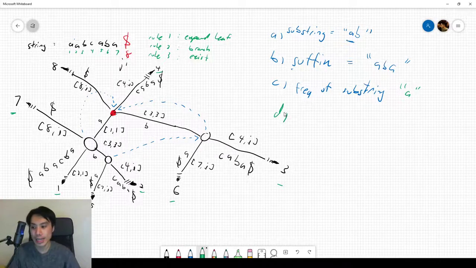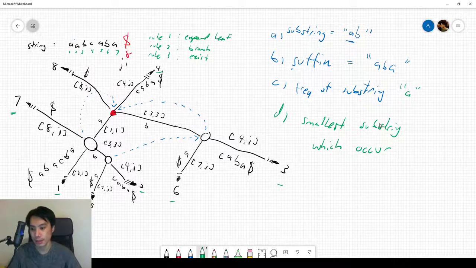D. Find the smallest substring which occurs k times. We can have a lot of substrings. We have CA, BCA, BA, BA, and so on. So let's say I want a substring which occurs 2 times. I have multiple options.